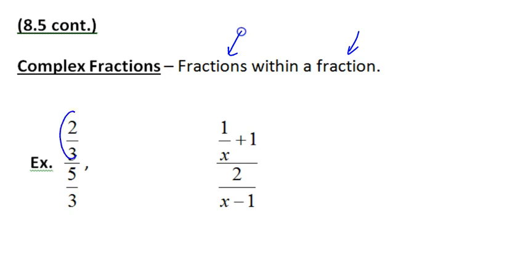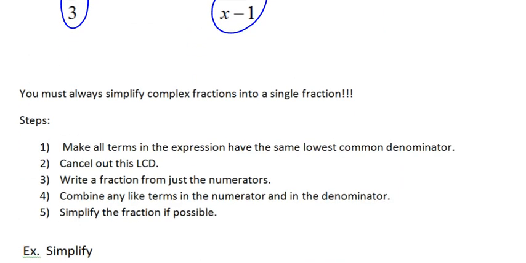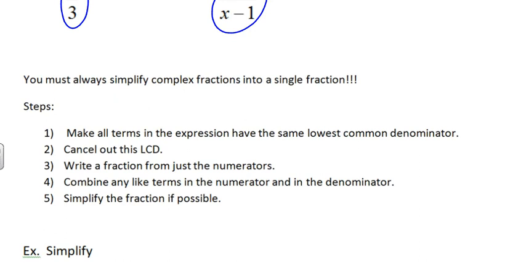I've got 2/3 divided by 5/3. Notice I got two baby fractions inside of this big fraction. All right? Take a look at this one right here. I've got 1 over x plus 1 over 2 over x minus 1. I got baby fractions inside of bigger fractions, right? Ladies and gentlemen, complex fractions, no bueno, no bueno. You must always simplify. You must always simplify complex fractions into a single fraction.